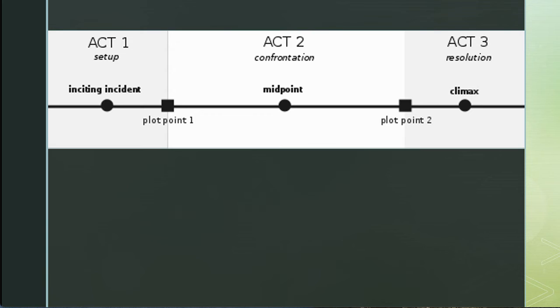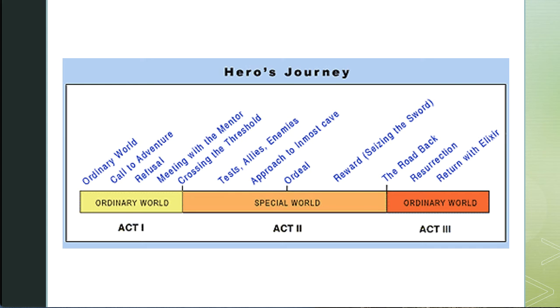So that's the frame on which we're going to build. So you notice we've got the beginning, the middle, and the end, Act 1, Act 2, Act 3. He labels his a little bit differently. So instead of in the 3-act structure, we have setup, confrontation, and resolution. He calls his ordinary world, special world, and then ordinary world. And we'll see what that means here in a second.